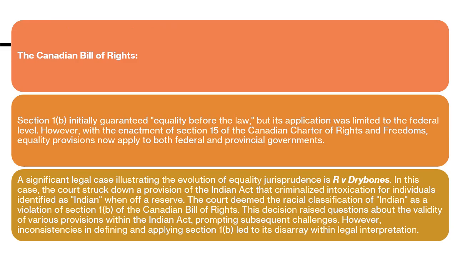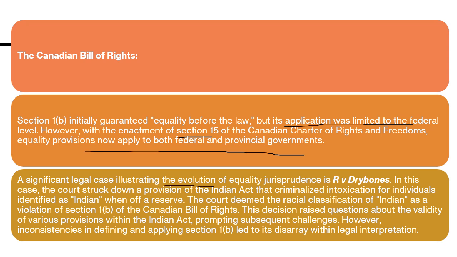So the Canadian Bill of Rights, as I told you, has now become redundant. We don't follow it. Section 1B initially granted equality before law, and its application was limited to the federal government. However, when we got section 15, we now apply it to both levels of government, federal and provincial. So section 15 has expanded this protection.